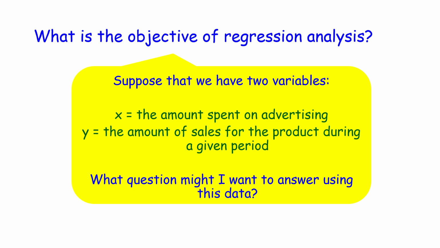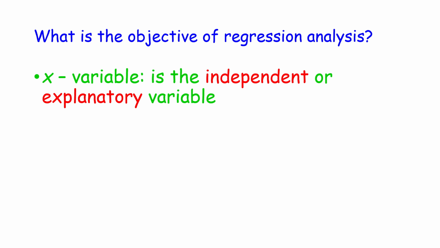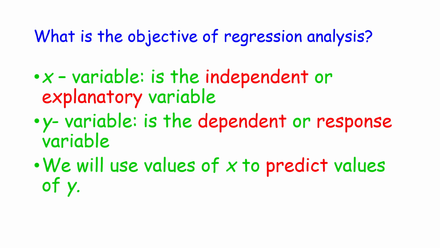Well, what question might I want to answer using this data? The object of regression analysis is to use information about one variable, the x, to draw some sort of a conclusion about a second variable, or y. So our x variable is the independent or the explanatory variable, and our y variable is the dependent or response variable. We will use values of x to predict values of y.